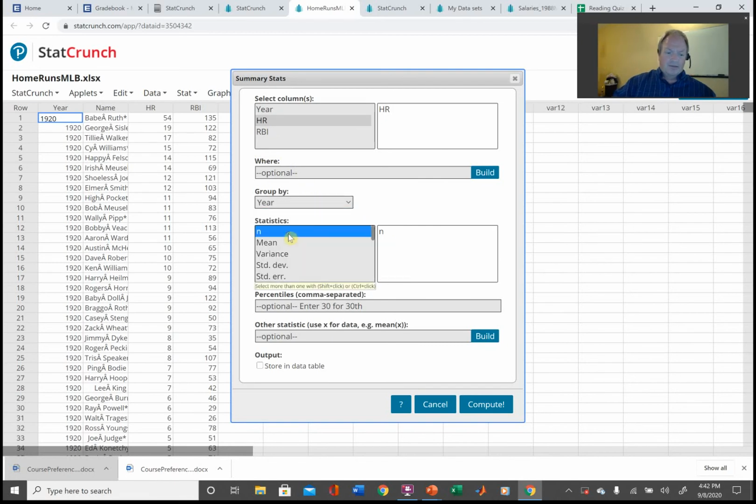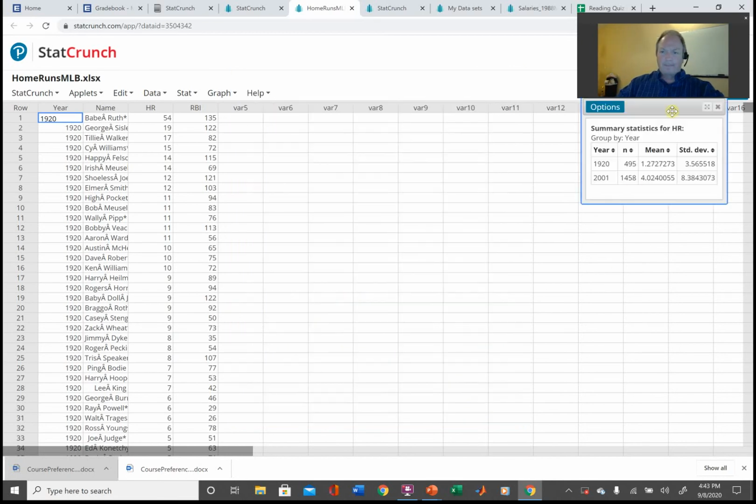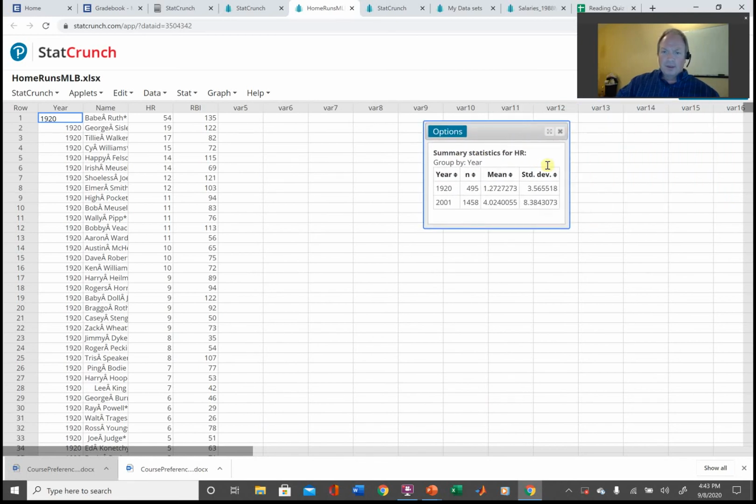I'm going to look at the sample size, the mean, and the standard deviation. It's always a good idea to put the sample size in the summary statistics, okay? And there we are. And we can now go ahead and we can compute the z-scores for Babe Ruth and Barry Bonds, okay? So let's go ahead and do that.